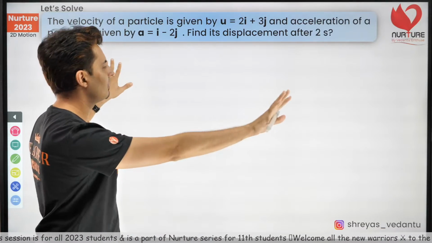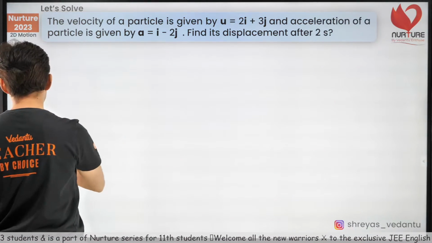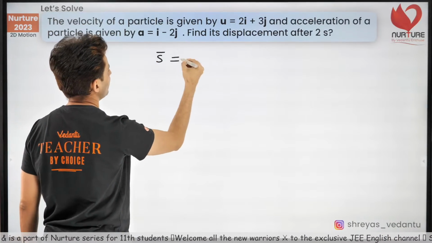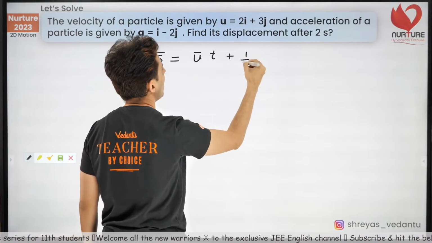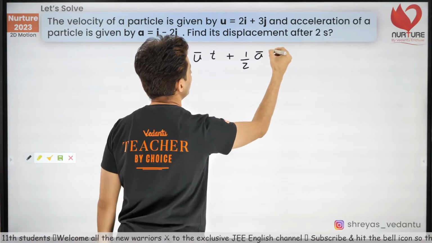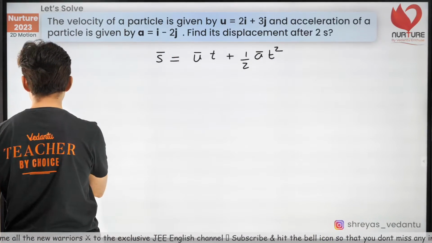I will not solve it separately. I would prefer to solve this using this equation: S vector, which is displacement, is u vector into t plus half a vector into t square. Let's do it vector wise. Let's see what do we get.